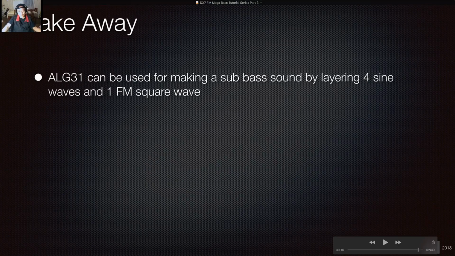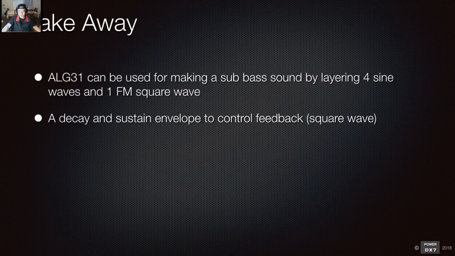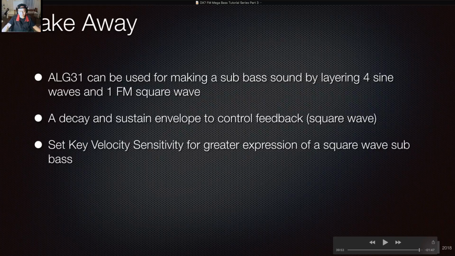So that's the DX7 square sub bass using algorithm 31, and we're just going to quickly go to the takeaway. Algorithm 31 can be used for making a sub bass sound by layering 4 sine waves and 1 FM square wave. That's what we did. It's pretty simple but quite effective. Decay and sustain envelope to control feedback. Yes, we did that. Set key velocity sensitivity for greater expression of square waves.